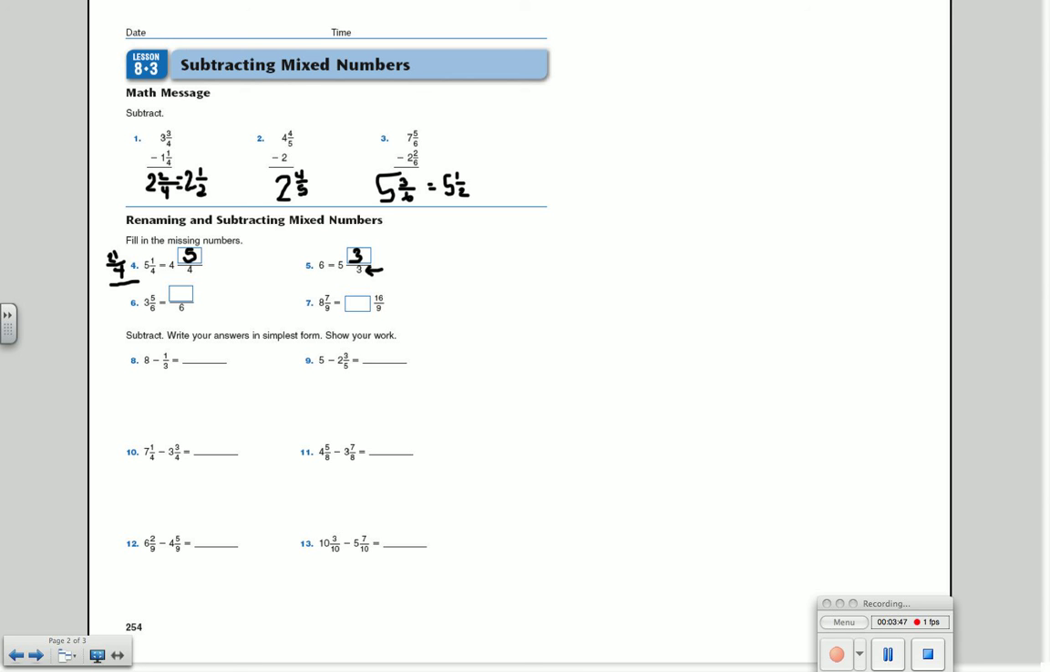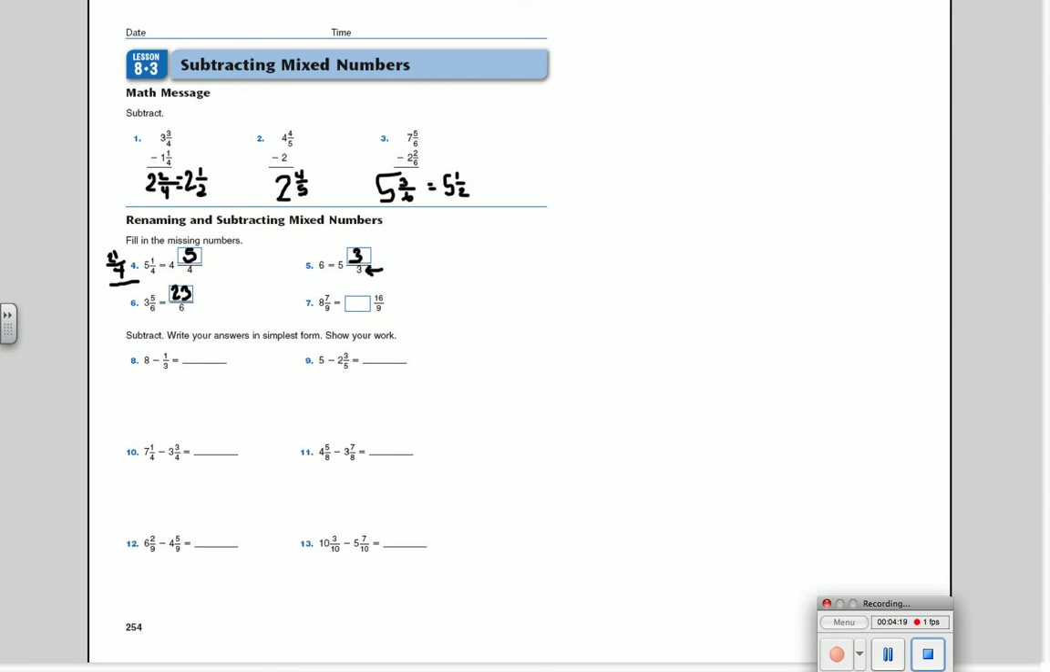3 5/6 is how many sixths? Oh, this one's actually easy. Look, they don't have a whole number in front of it, so really all you're doing is changing 3 5/6 to an improper fraction. Go ahead and do that for yourself. Check in with me when you're done. If you got 23/6, you are correct.